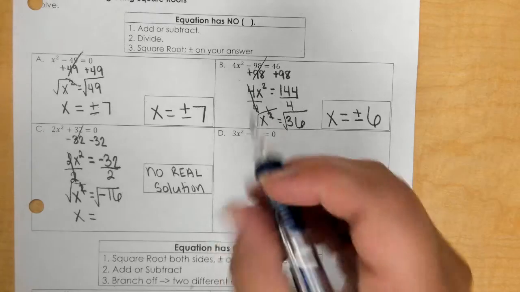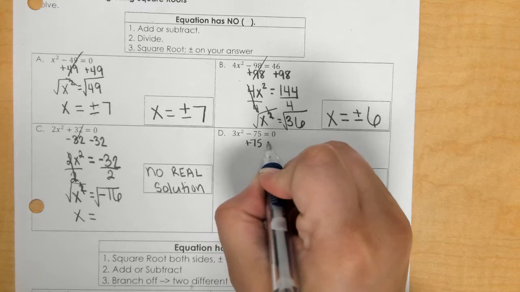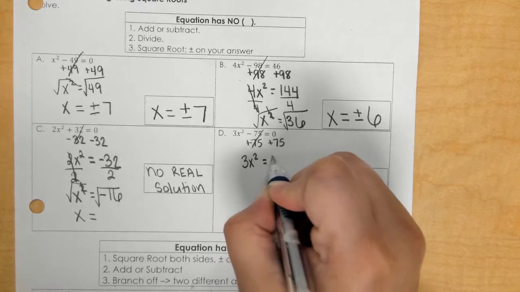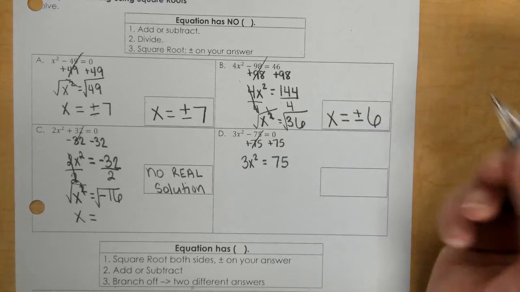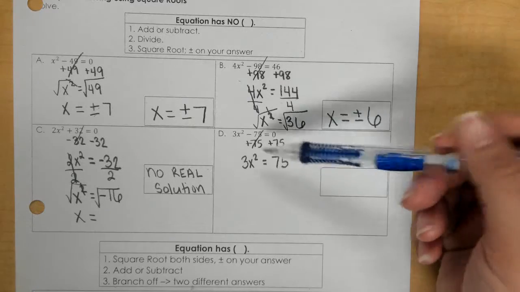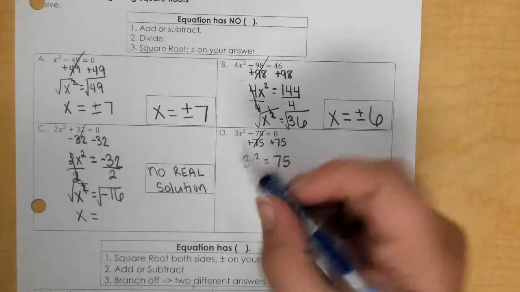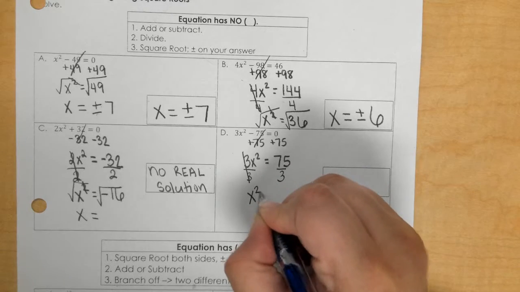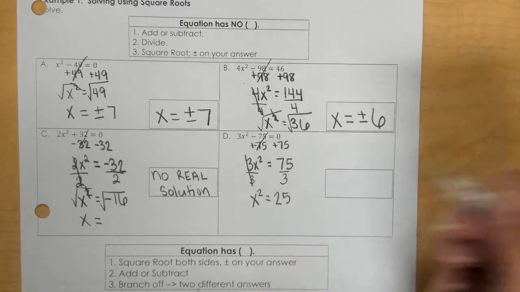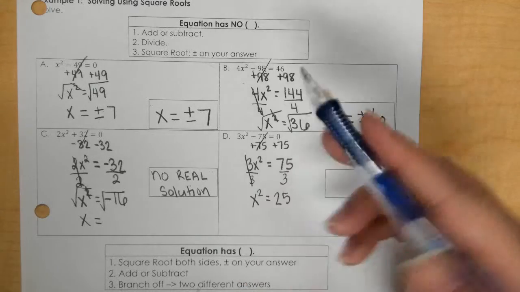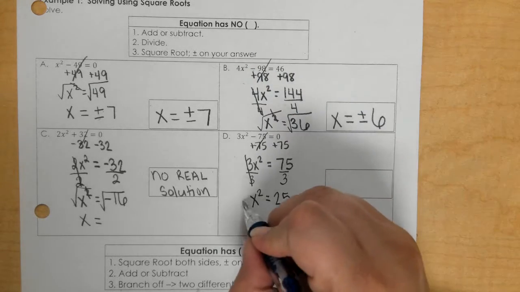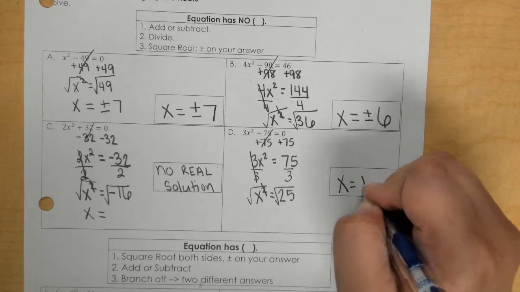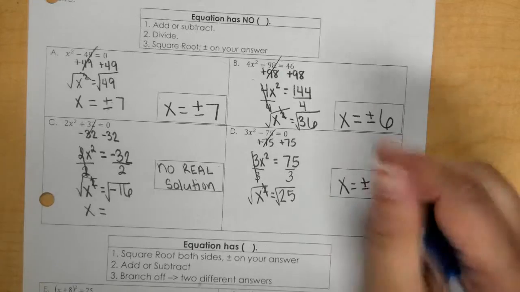For letter D, we're going to add 75 to both sides. And we have 3x squared equals 75. Step 2, divide. Can we divide? We can. There's a 3 in front of x squared, so divide by 3. And x squared equals 25. Then, last step, square root both sides. And that would be plus or minus. The square root of 25 is 5.